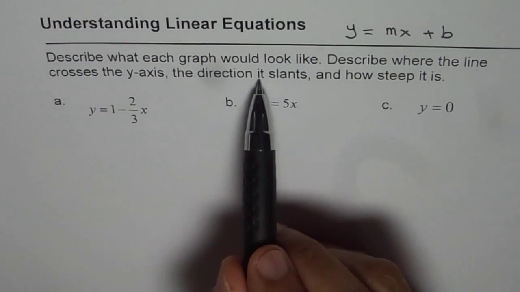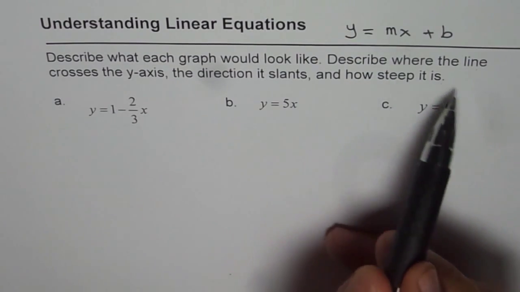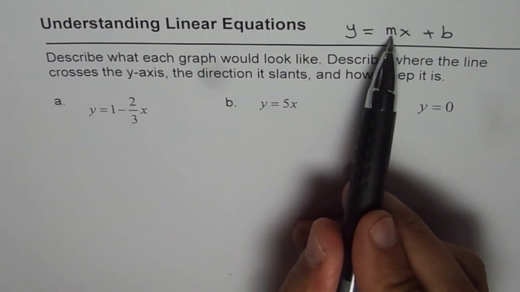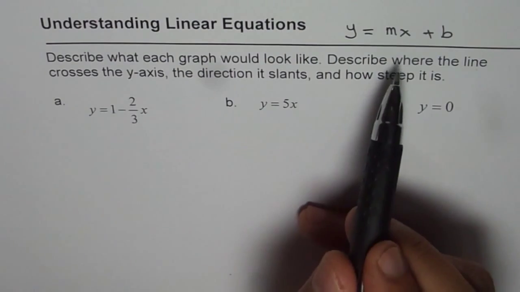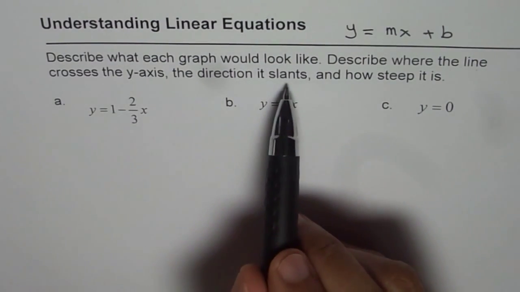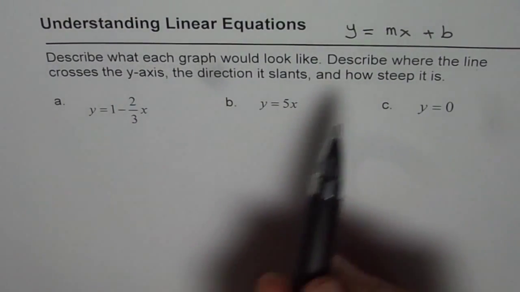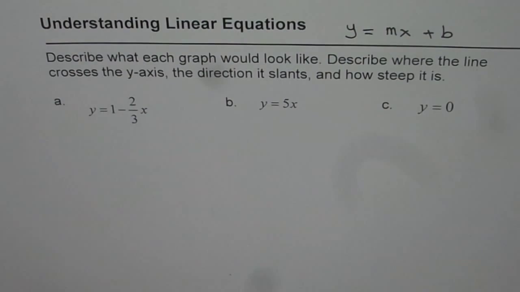Now the direction of its slant: if the value of m is negative, in that case the line is going downwards. If m is positive, then the line goes upwards. So m gives you both things, the direction it slants and how steep it is. I hope now it is easier for you to answer the question. You can pause the video and answer. Okay, here is my solution.